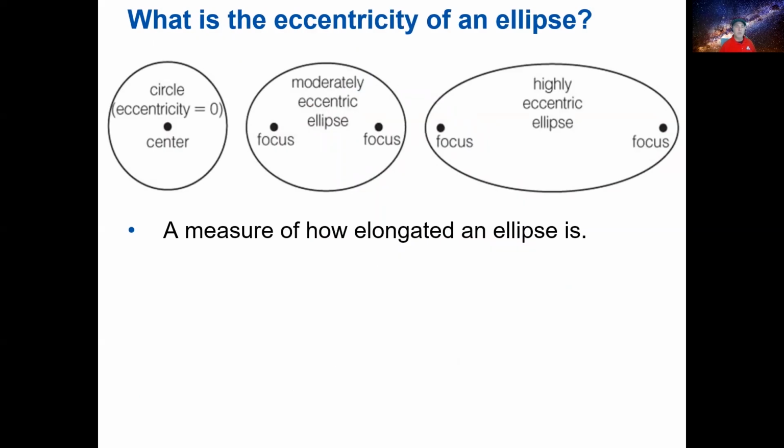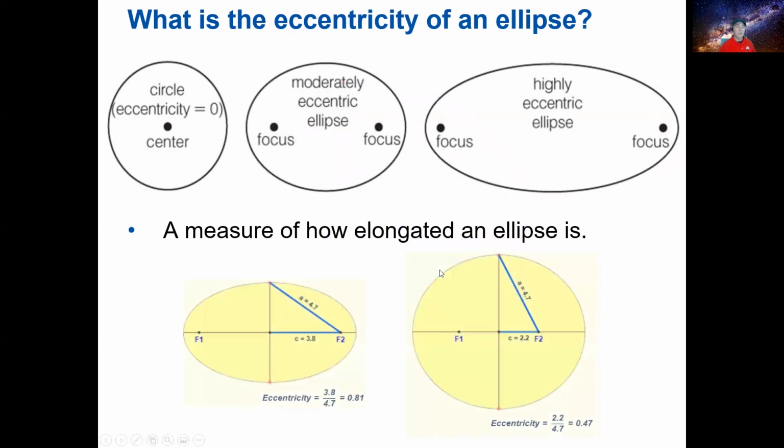Eccentricity is a measure of how elongated an ellipse is. To calculate the eccentricity, you divide the distance from the center to a focus by the distance from that focus to a vertex.